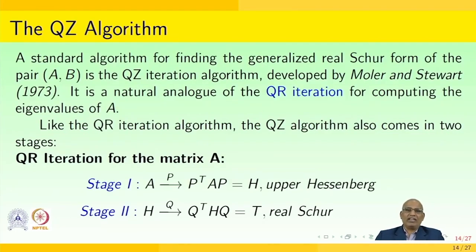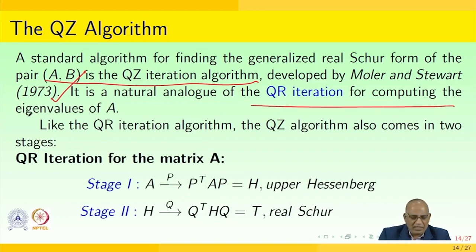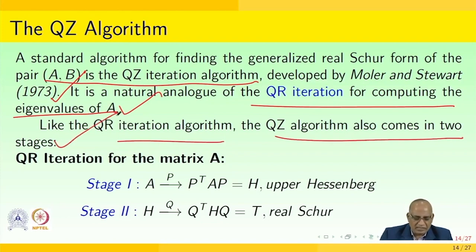Now let us look into the QZ algorithm. A standard algorithm for finding the generalized real Schur form of the pair A, B is the QZ iteration algorithm, which was developed by Moler and Stewart in 1973. It is a natural analog of the QR iteration for computing the eigenvalues of the matrix A. Like the QR iteration algorithm, the QZ algorithm also comes in two stages.